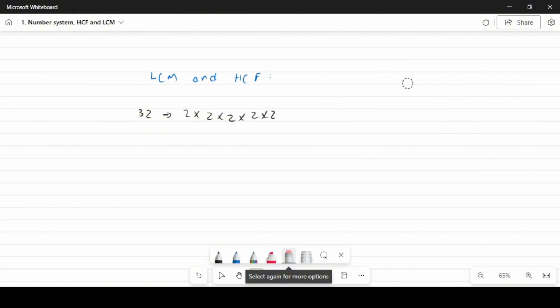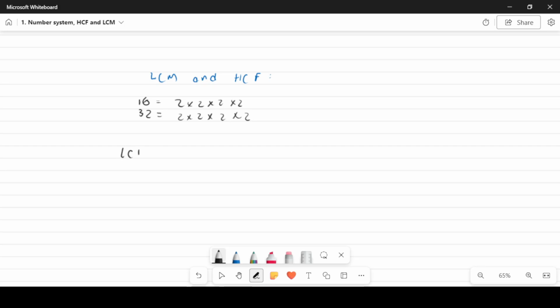Okay, so now that we understand how to break a number down into its prime numbers, let's discuss the rules involved once we have the numbers broken down. Let's work with the same examples that we had, 32 and 16. If you break down 16, it'll be 2 times 2 times 2 times 2, and 32 will be 2 times 2 times 2 times 2 times 2. Now that we have this, what is the rule if I'm trying to find the LCM between 16 and 32?